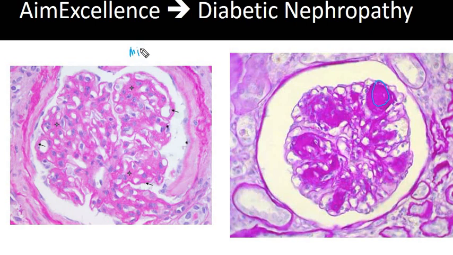Microalbuminuria. We have to remember there are two criteria. One is 30 to 300 milligrams of albumin collected over 24 hours of urine collection.